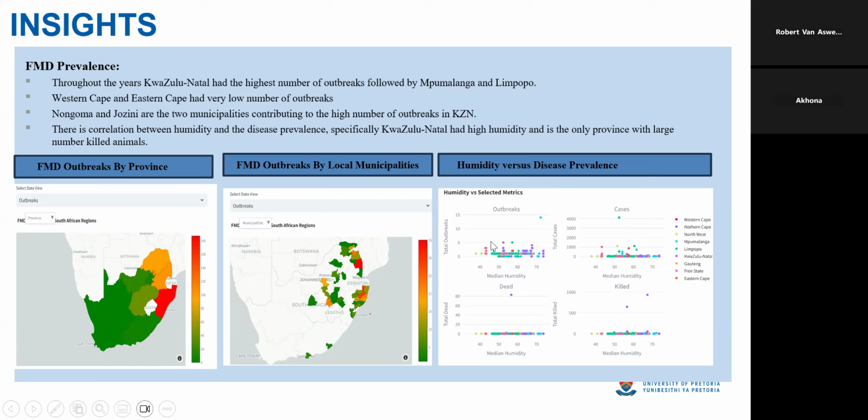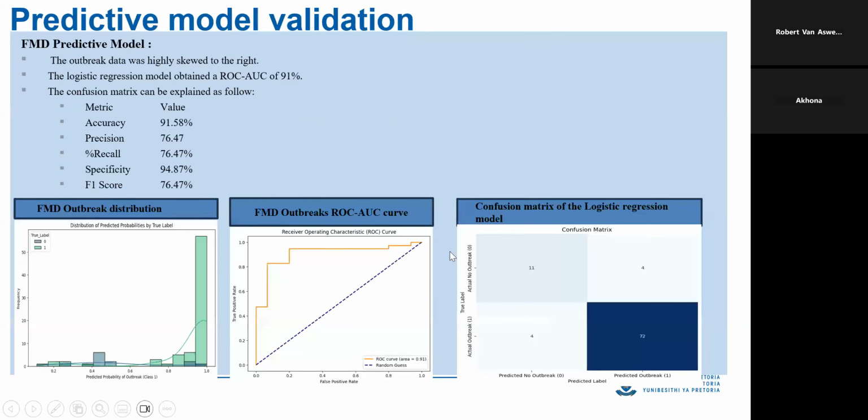And then lastly, we'll just quickly discuss the predictive model's validation. As we can see from the left graph, the data was highly skewed to the right. The middle graph illustrates the logistic regression's ROC AUC of 91%. And the right graph displays the confusion matrix and the specific metrics that follow. So overall, the model did perform quite well. Thank you so much.